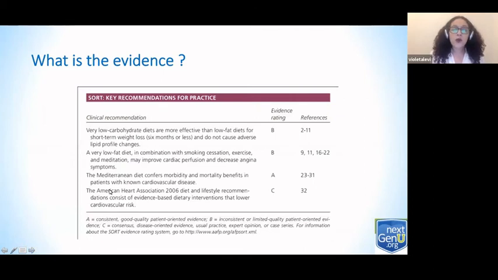So with a very good quality of evidence, as we see, A is consistent, good quality, patient-oriented evidence. We can see that a very low-fat diet in combination with, no, I'm sorry, the Mediterranean diet confers morbidity and mortality benefits in patients with and without cardiovascular disease. So this is the best evidence that we have for preventing risk.